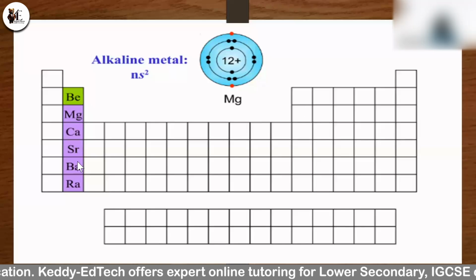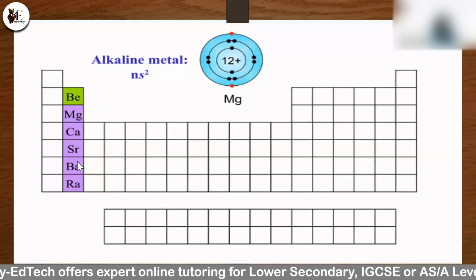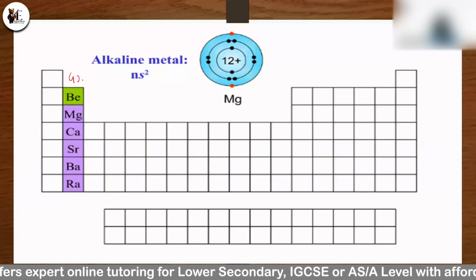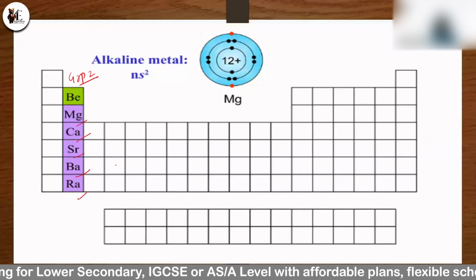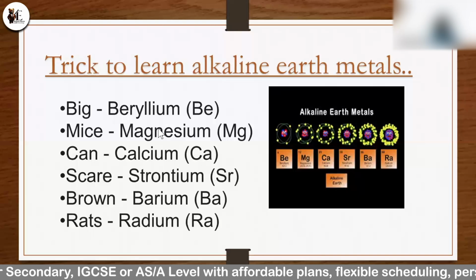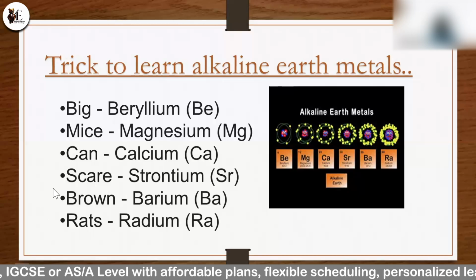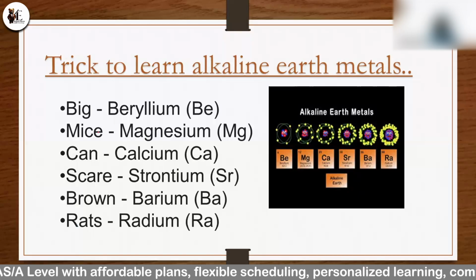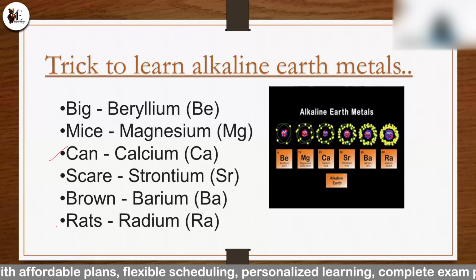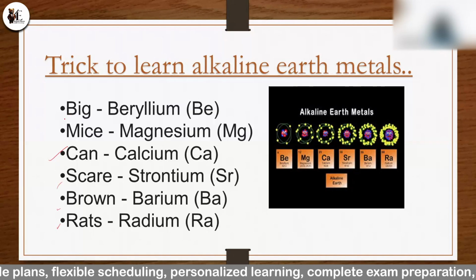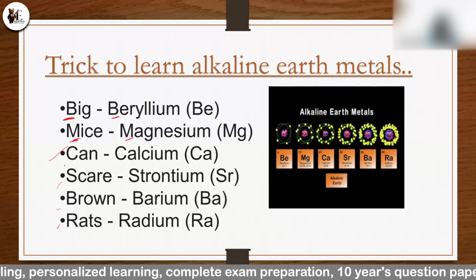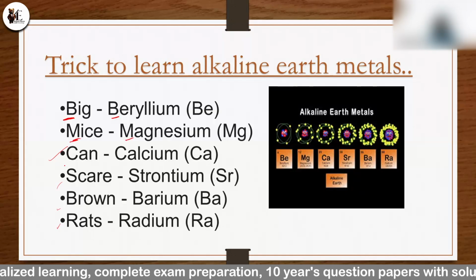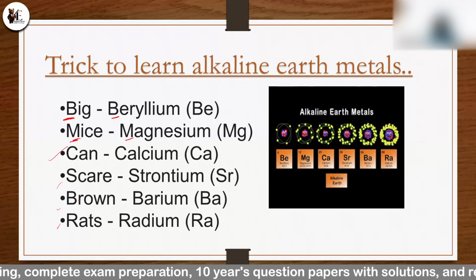Okay. So here we are focusing our studies only on group 2, that is beryllium, magnesium, calcium, strontium, barium and radium. So this is the trick to learn the alkaline earth metals if students don't remember it. Big mice can scare brown rats. You can see the first alphabet is matching with the element name. So you can easily remember that C for can and C for calcium. So you can write down this trick.